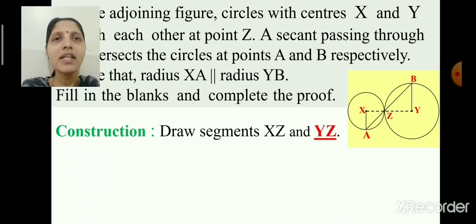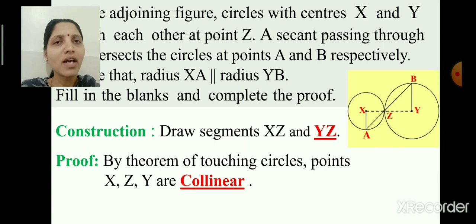First is given as construction. Draw segment XZ and YZ, that will be your first fill in the blank. You will draw segments XZ and YZ. Now let's start with the proof.